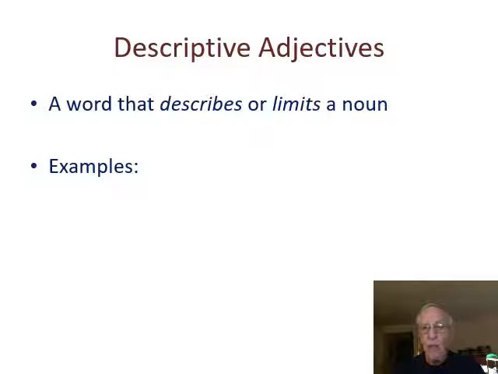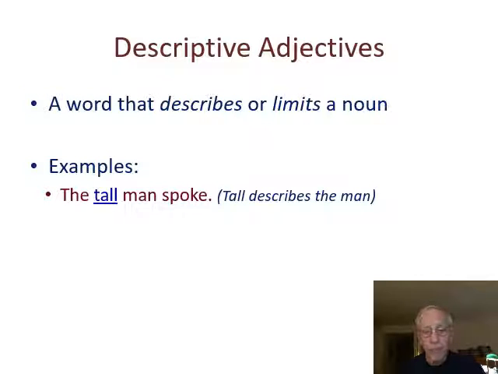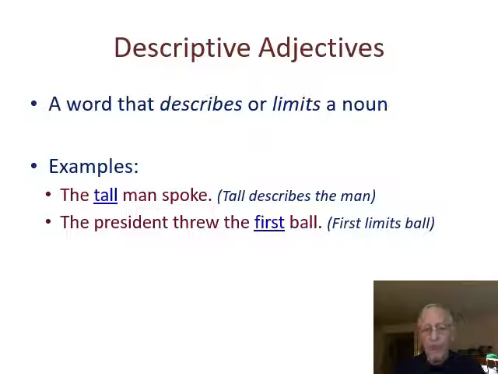The first and most common type of adjective is called the descriptive adjective. It describes or limits a noun or pronoun. For example, the tall man spoke. Tall describes the man. Fine. The president threw the first ball. This is not a description, but it limits. The baseball that he's throwing to start the season is called the first ball of the season. It's a limiting factor.